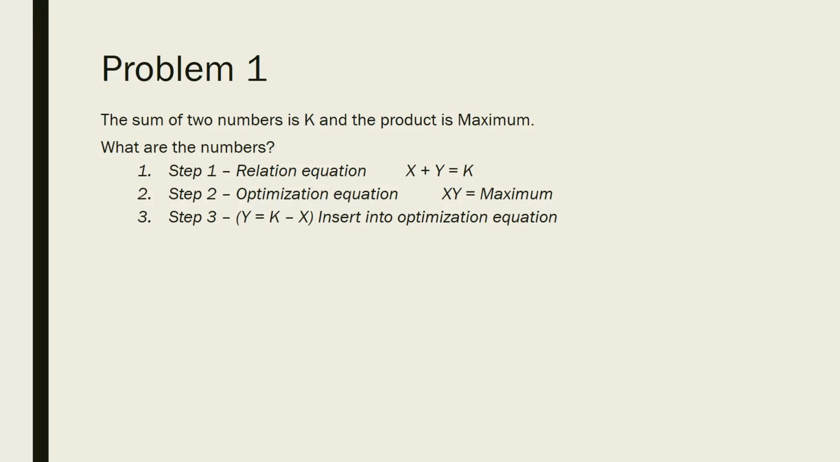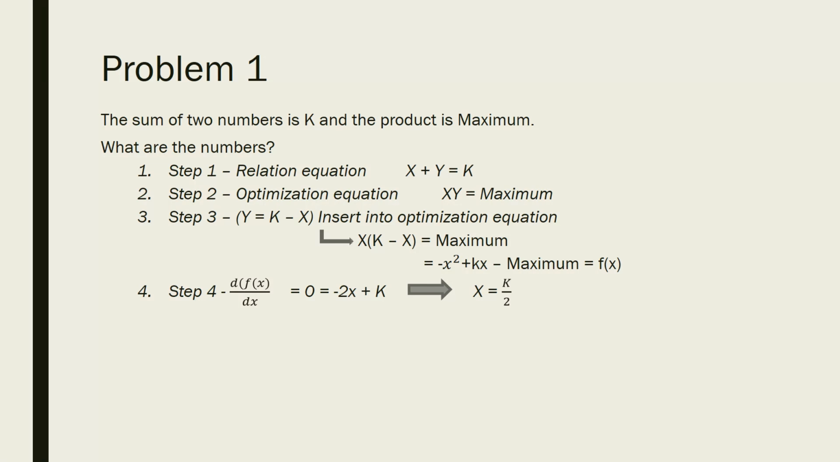And the third step is to find one variable in terms of the other. In this case, we found y in terms of x. So y equals k minus x. And we can insert this into the optimization equation for the next step. And it results in x(k minus x) equals maximum, and our final function will be minus x squared plus kx minus maximum.